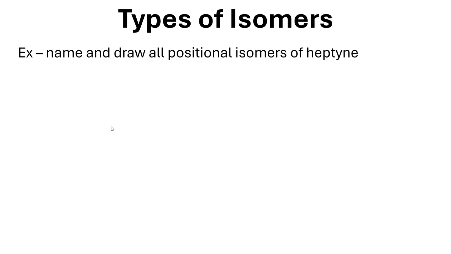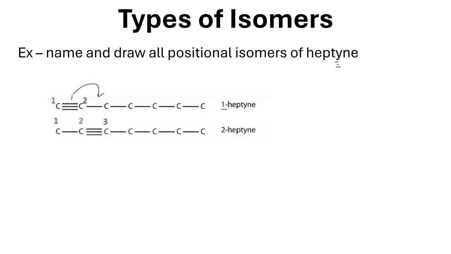So let's name and draw all positional isomers of heptyne. So heptyne, that's 7 carbons. The yne tells us there is a triple bond in this molecule. So the first thing I'm going to do is draw my 7 carbons and put my multi-bond in the first bonding spot here. So not the first and second carbon, but our first bonding spot. And that's why we're going to call this one 1-heptyne. To get a different answer, we're just going to take this multi-bond and move it over to the next place. We're going to have a 2-heptyne.